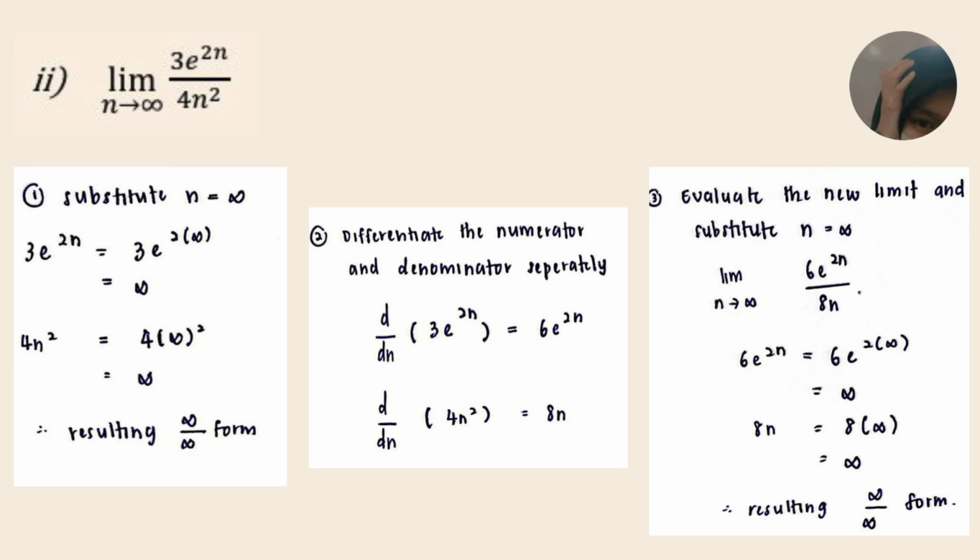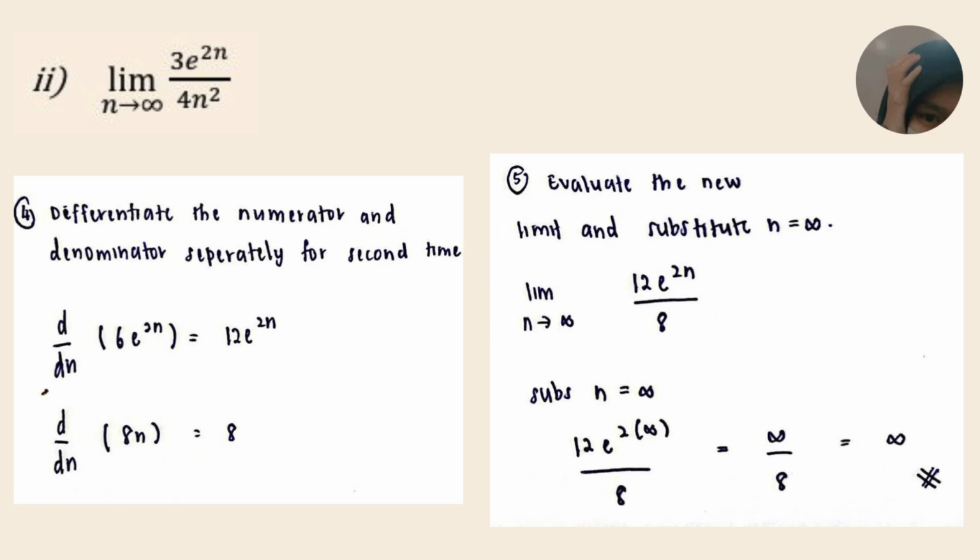For the second step, we have to differentiate the numerator and the denominator separately. So d over dn of 3 to the power of 2n, we get 6 to the power of 2n, and d over dn of 4n squared, we get 8n. And as we can see, after differentiating, we still get the infinity over infinity form. So we have to apply this rule for the second time. So d over dn of 6 to the power of 2n will become 12 to the power of 2n, and d over dn of 8n will become just 8.